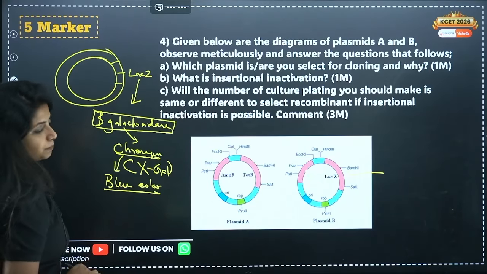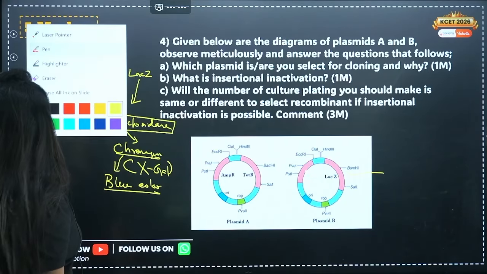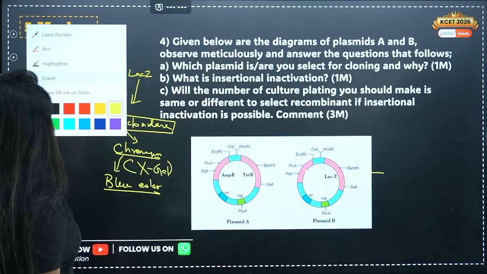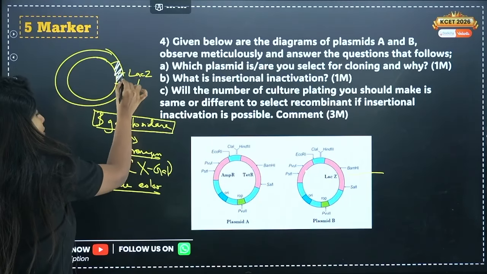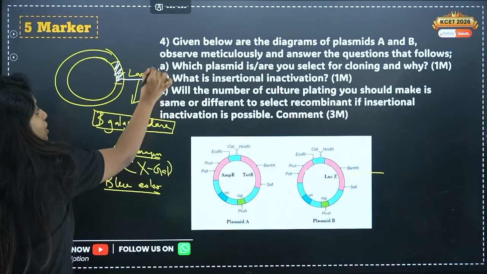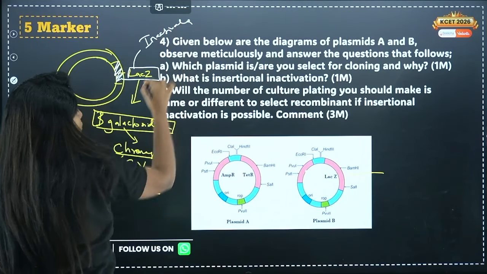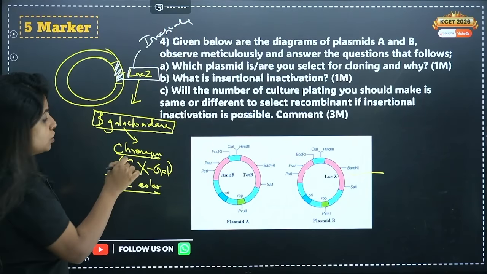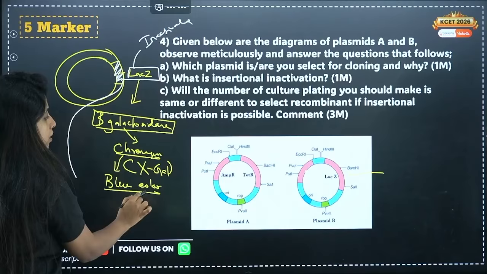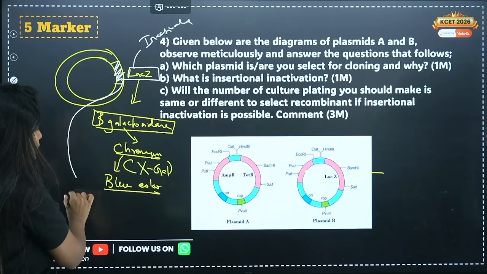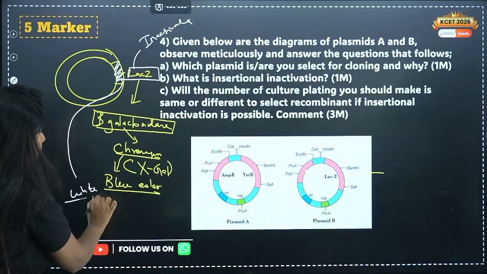Now, my dear children, listen. If I am putting my gene of interest over here, then this lacZ gene is going to get inactivated. And will it produce beta-galactosidase? No. So basically, will it give blue color? No. So even if X-gal is there, it is going to give white color.